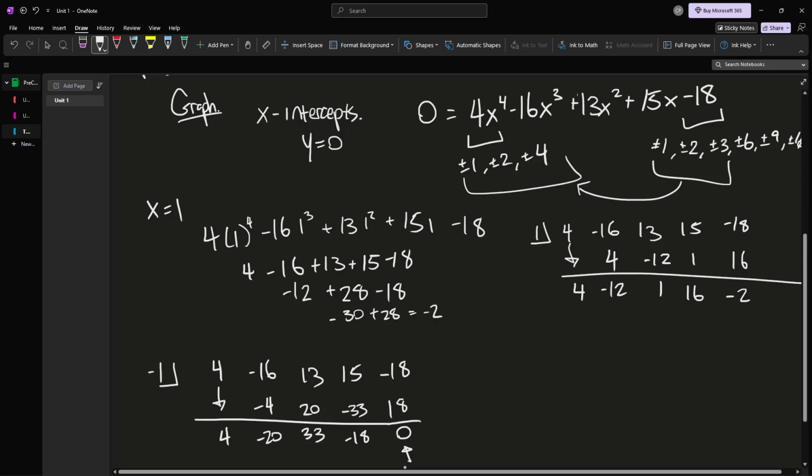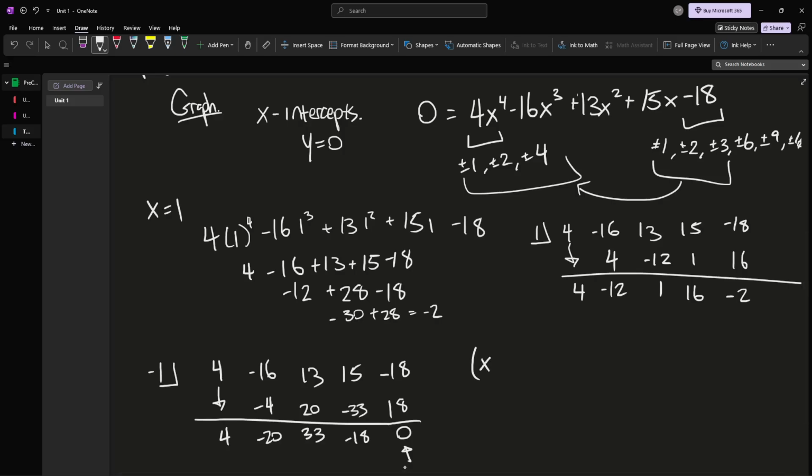So rewriting this, I have x plus 1, because that gives me this as the root. Make sure you flip the sign. x plus 1 times 4x cubed minus 20x squared plus 33x minus 18. It looks kind of worse because I have 33 and a negative 20, which are bigger. But it is the correct first step.